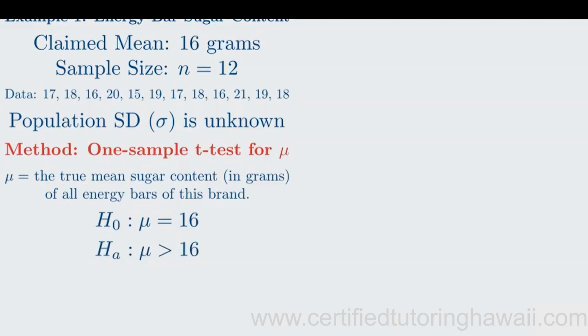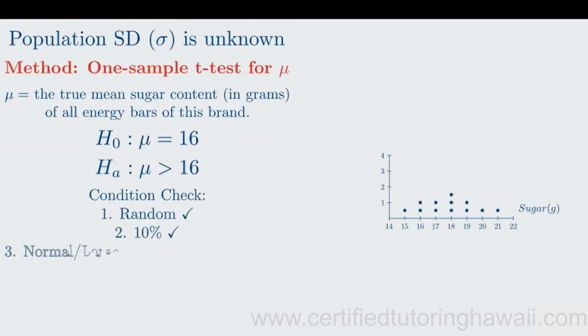The sample was random. 12 bars is certainly less than 10% of all bars produced. And since our sample size is small, only 12, we would need to plot these data points to ensure there is no extreme skewness or massive outliers. If the plot looks reasonably symmetric, we are ready to proceed with the test.